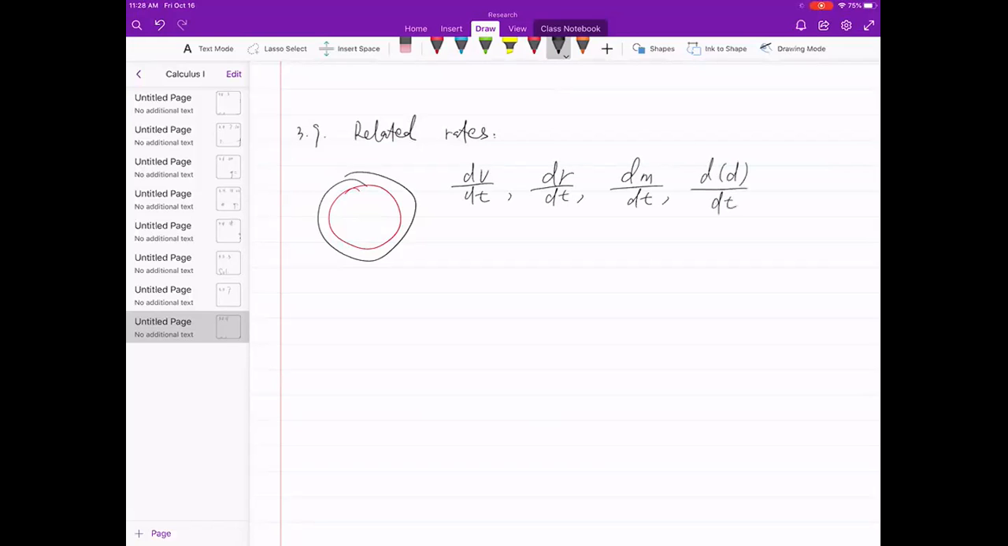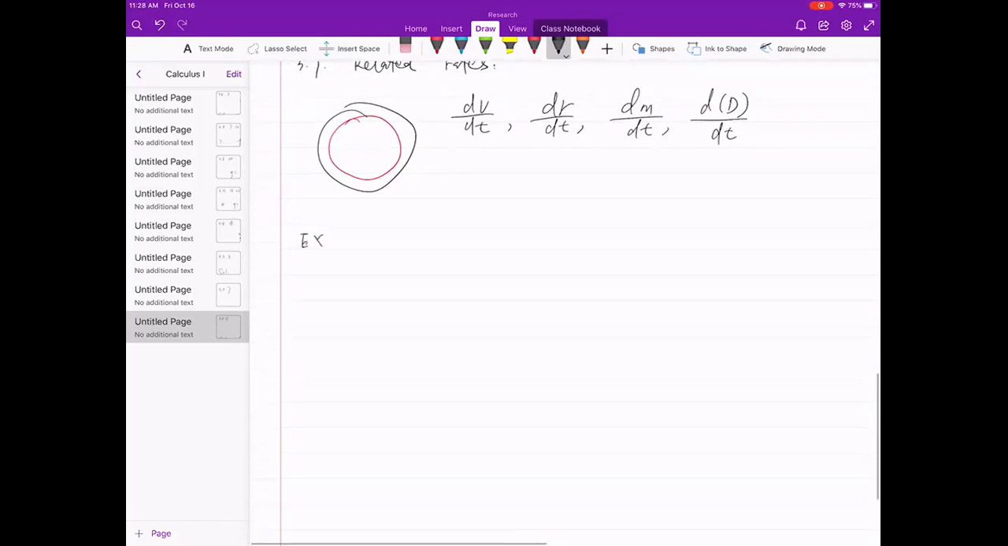Maybe I need another one. I use capital D. So for the same phenomenon, a lot of things are changing at the same time. And because they satisfy certain relationships, if I know one rate, I will be able to find all the other rates because all these rates are related. That's our goal.